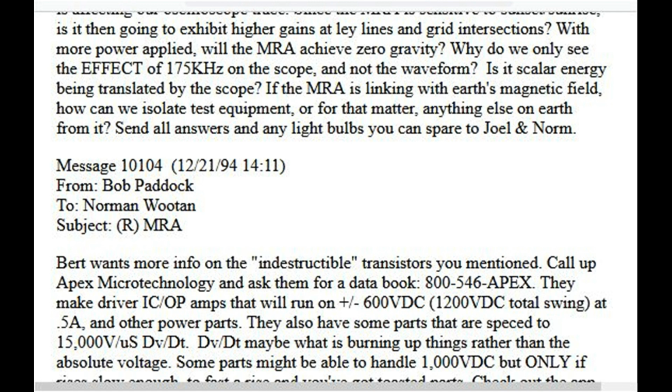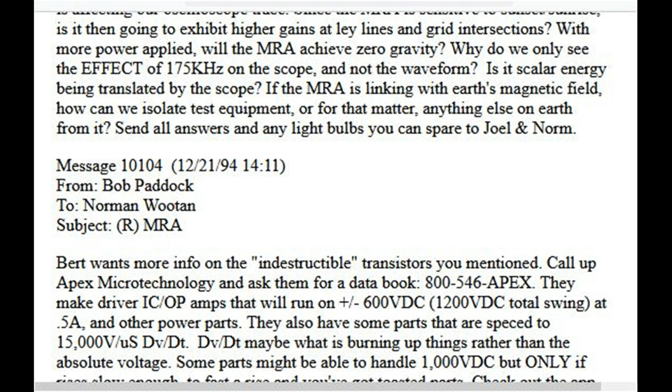Message 10104, December 21, 94, 14:11. From Bob Paddock to Norman Wooten. Subject: MRA. Bert wants more info on the indestructible transistors you mentioned. Call up Apex Microtechnology and ask them for a data book, 800-546-APEX. They make driver integrated circuit/op amps that will run on ±600 volts direct current, 1200 volts direct current total swing, at 0.5 amperes, and other power parts.